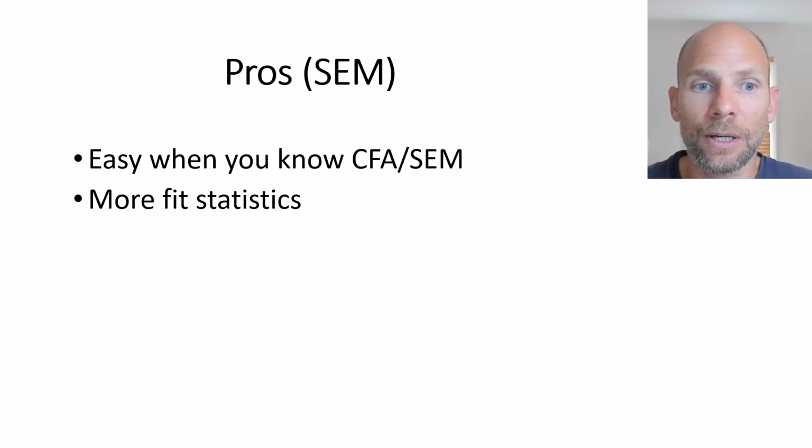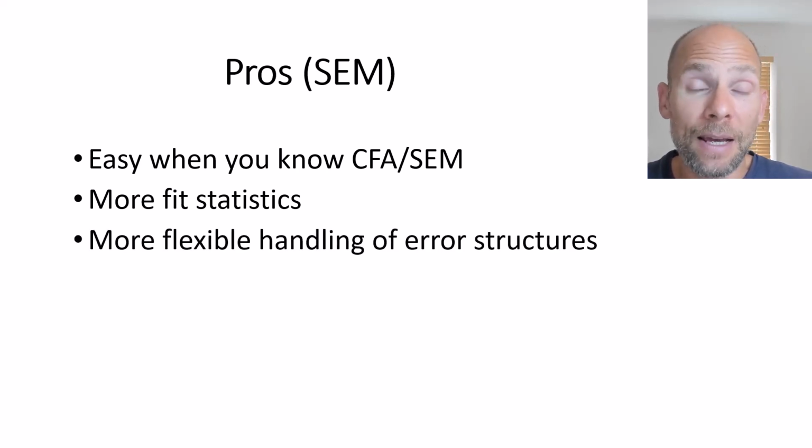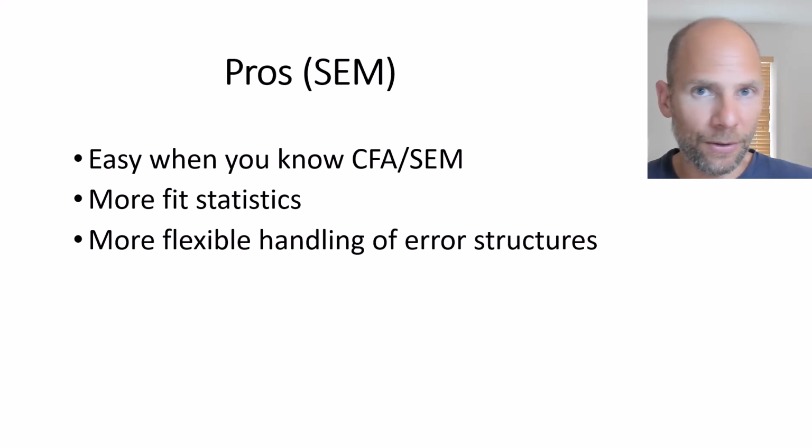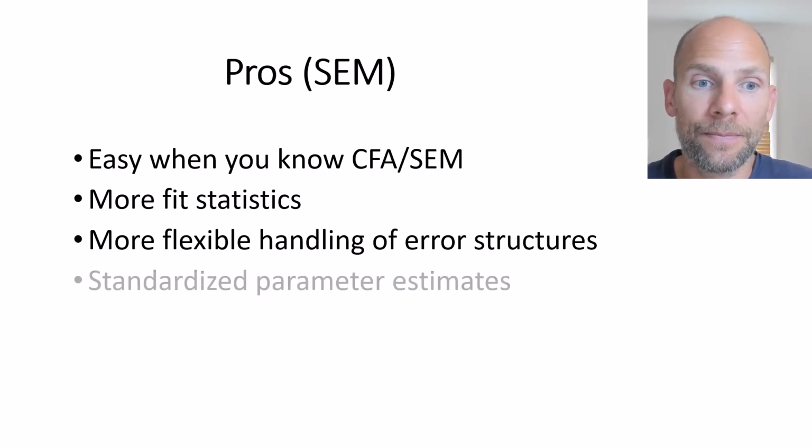The SEM framework is also more flexible in terms of handling different error structures, such as freely estimated error variances across time, autoregressive structures, correlations between error terms, and other types of error structures. The ML framework makes it a little more difficult to, for example, estimate error variances freely across time. By default, they would be held equal, which may not be realistic.